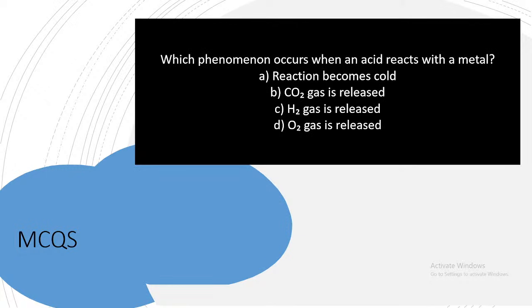Okay. Next one. Which phenomenon occurs when an acid reacts with a metal? Option A, reaction becomes cold. Option B, carbon dioxide gas is released. Option C, hydrogen gas is released. Option D, oxygen gas is released. Out of these four options, which is the correct one? You have to say what happens when an acid reacts with a metal.